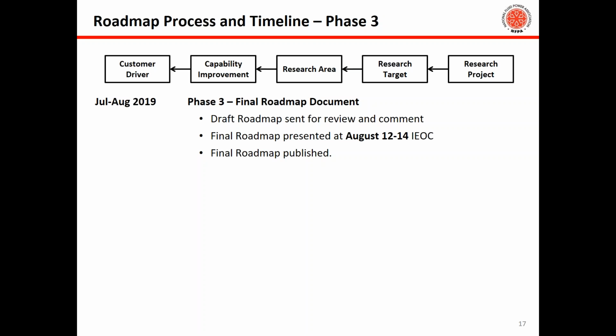And then we will present the final draft at our Industry Outlook conference in August. That'll be in suburban Chicago. And assuming that presentation goes off well, and we don't need to make any additional changes, we will then publish the roadmap and disperse it to all of our various stakeholders.